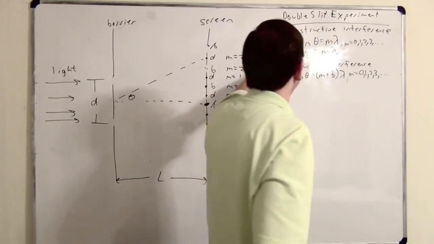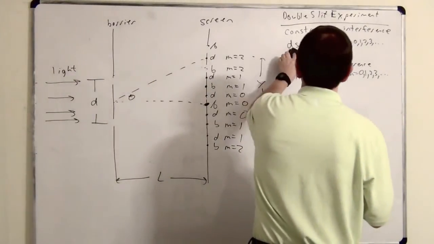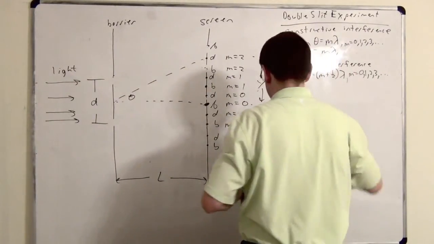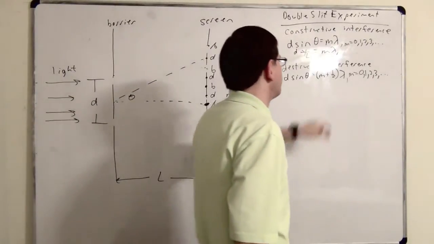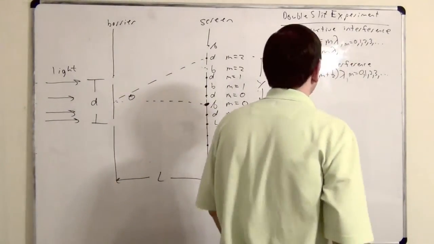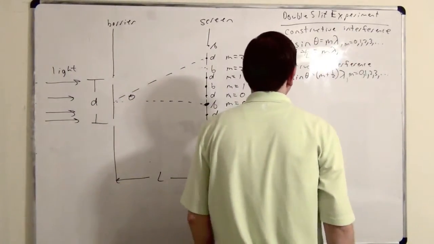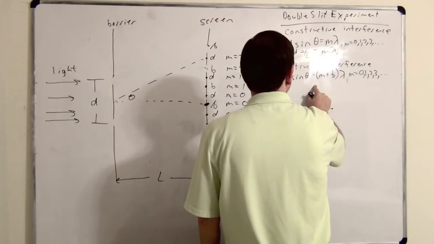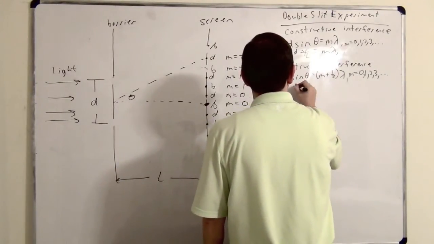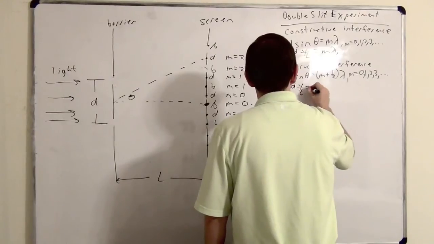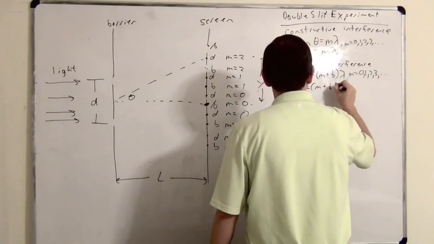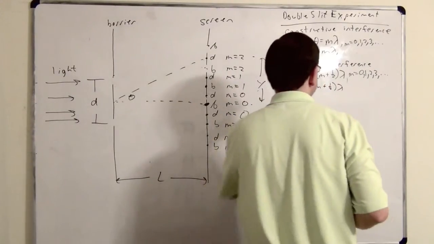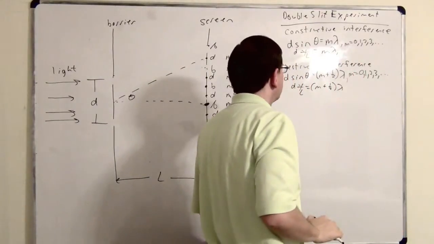So here's the alternative form for constructive interference. Of course, the indexes are the same in both cases. So take a guess as to what this equation should be. d y over L equals (m plus 1 half) lambda, with the same possible m's. Good.